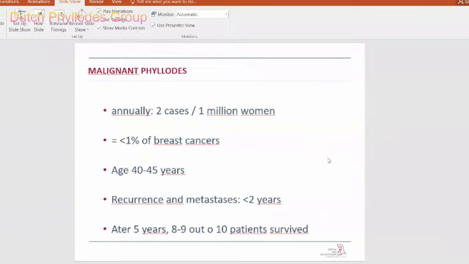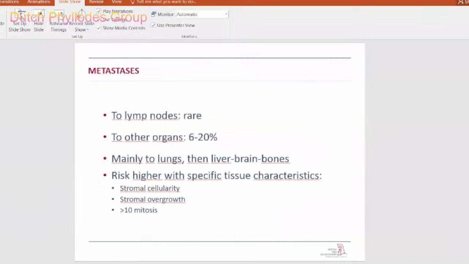Then continuing with the malignant phyllodes tumor, well, that's even rarer than the benign phyllodes, with only about 2 cases in every 1 million women. Same age as told previously, and if it recurs and metastasizes, it usually happens within the first 2 years. If you look at the 5-year survival rate, it's somewhere between 80 and 90%. So out of every 10 patients, 8 or 9 will have survived the disease.